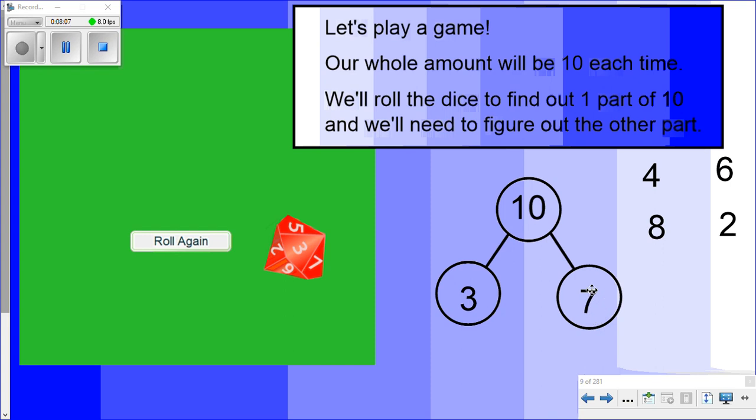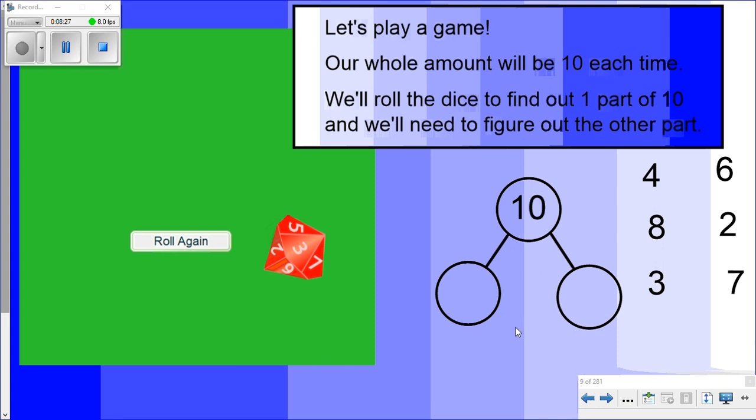7. There we go. So another set of partners for 10. Another way to make the number 10 would be to have 3, and with it would be 7. So 3 might be one type or one color, and then 7 would be the other type or color.